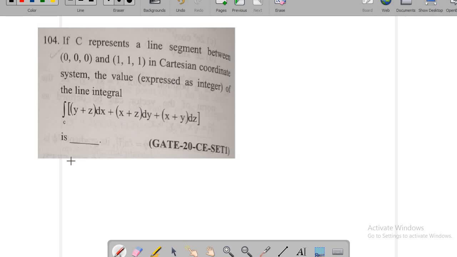So they didn't give any options. They wanted us to write the direct answer. So whenever you see a line integral this way, check whether the vector field is conservative or not. So first, if I integrate the first expression, I get xy plus xz.